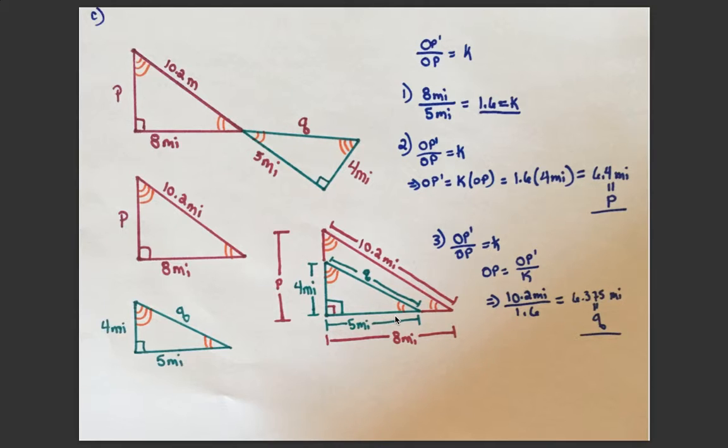Unlike the previous examples, we are not given both measures of the side opposite the largest angle, but we do have the measure of the two legs down here. We can still use that to find our constant K, which we can then use to find the measure of our two missing sides.